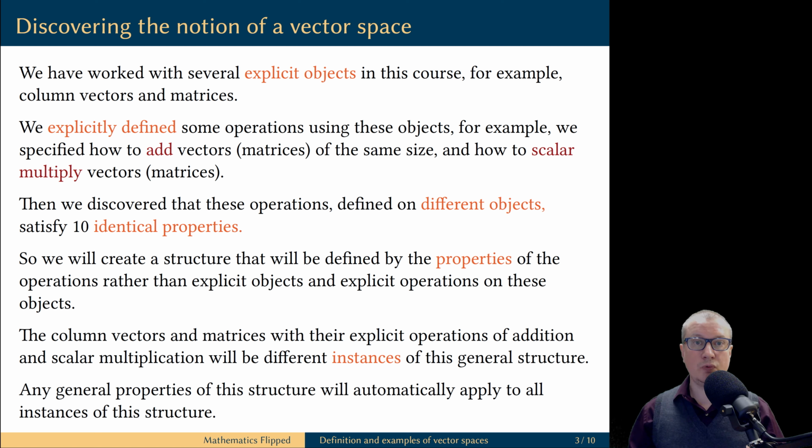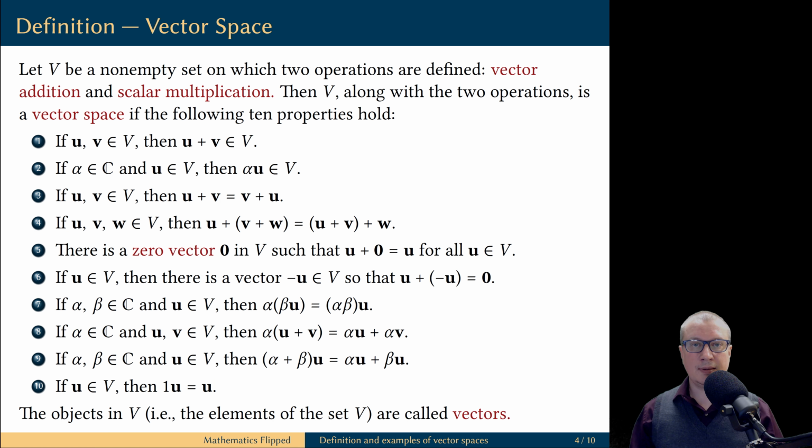So instead of proving that this and this property holds for the column vectors and also this and this property holds for matrices and this property holds for another example of this structure, you prove it once in general and then it will automatically transfer to all instances of this structure. This is the power of mathematical abstraction.